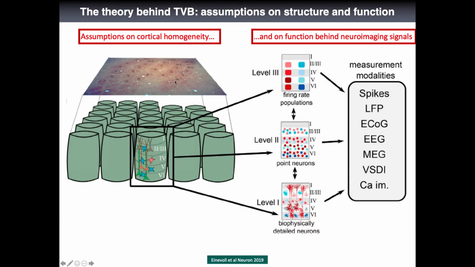So one thing, therefore, is assumptions about the forward modeling, about how function, in that sense, the activity of neurons within the cortical sheet, translates to the observations we have from the brain. It is exactly at this scale of transferring or expressing this function into brain measures where TVB stands.